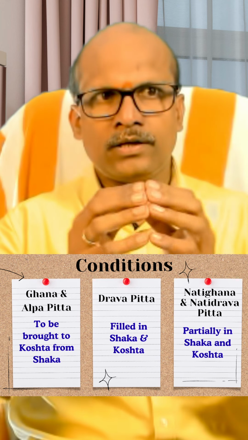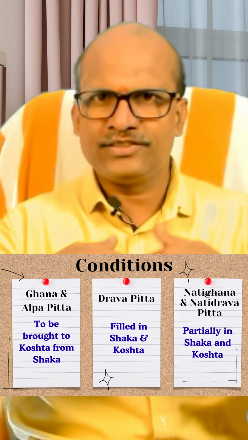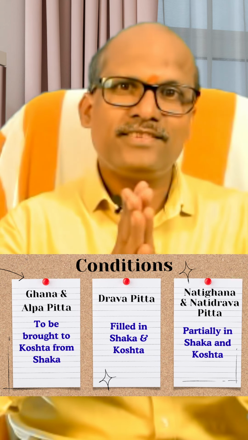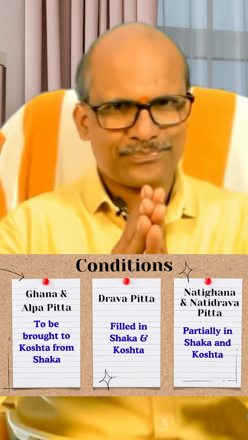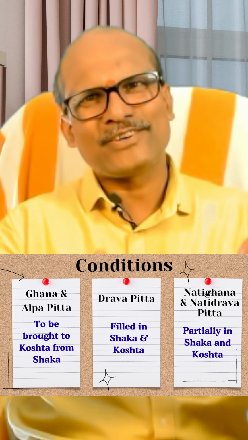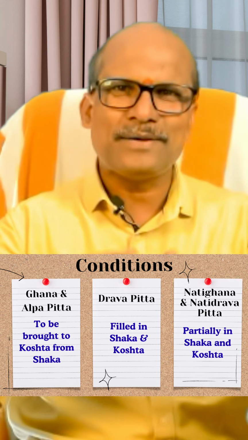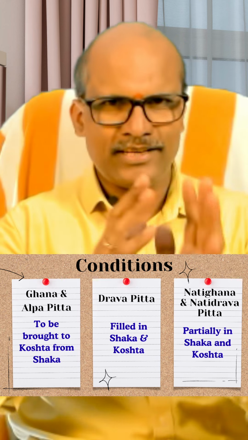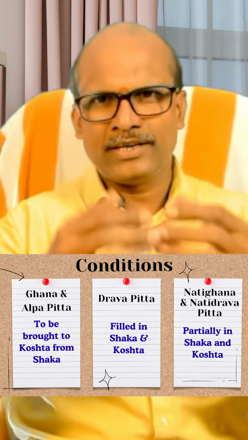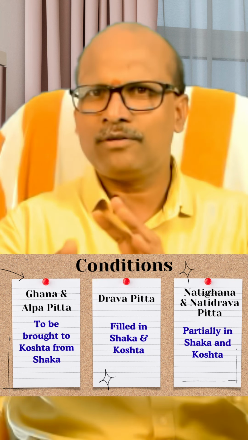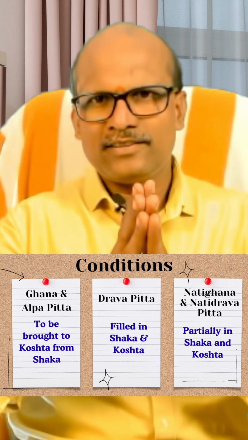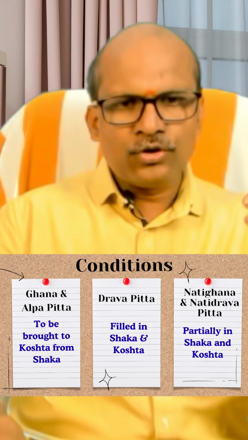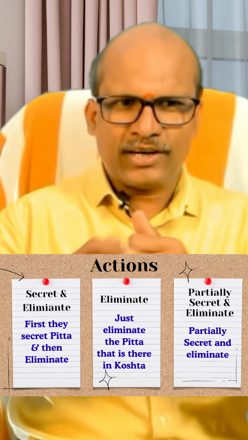The second one is Pitta is Drava, whether it is there in Kosta as well as in Shakha. There we need to eliminate it. The third one is not that Ghana, not that Drava. In that we need drugs which are going to secrete, which are going to increase the Dravata and simultaneously eliminate. These are the three conditions of Pitta as per my understanding: Ghana and Alpa Pitta, completely Drava Pitta whether in Kosta or Shakha, and the third one is Nati Drava, Nati Ghana, meaning partially it is there in Shakha and partially in the Kosta. So what type of actions are required?